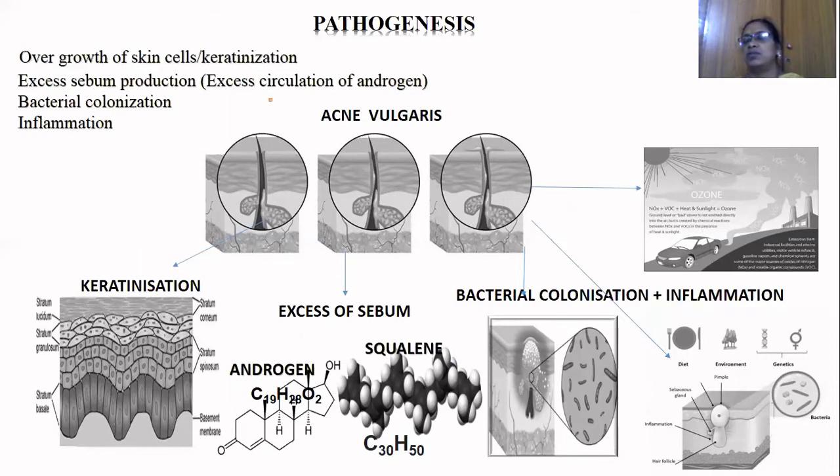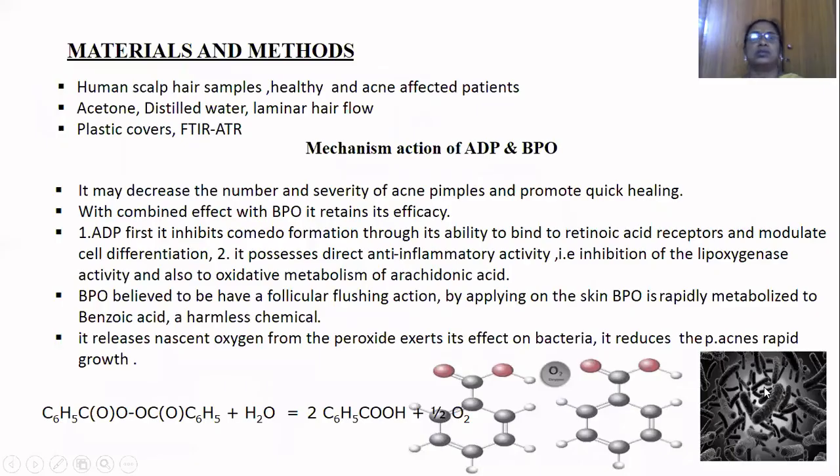As well as environmental pollution, petrol-producing cars produce nitric oxide, which reacts with the volatile hydrocarbons present in the air, and that reacts with ozone and produces polluted ozone that reacts with the squalene and its byproducts and causes acne. Genetic factors also cause acne.